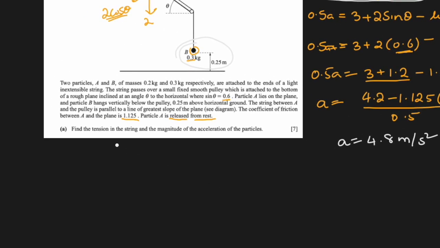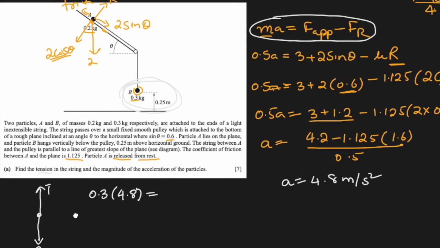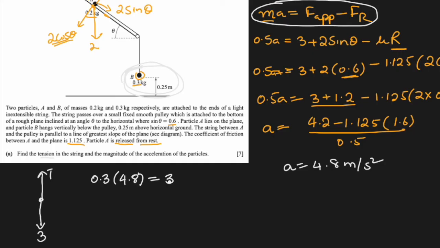Additionally, they asked us to find the tension in the string, and for that we will focus on this particular weight. The body diagram will be like this: 3 Newton downwards, tension upwards, and that will give us the tension by using this formula, MA equals F applied minus resistive force. Mass, because we are concentrating only on 0.3 kg, so it will be 0.3.